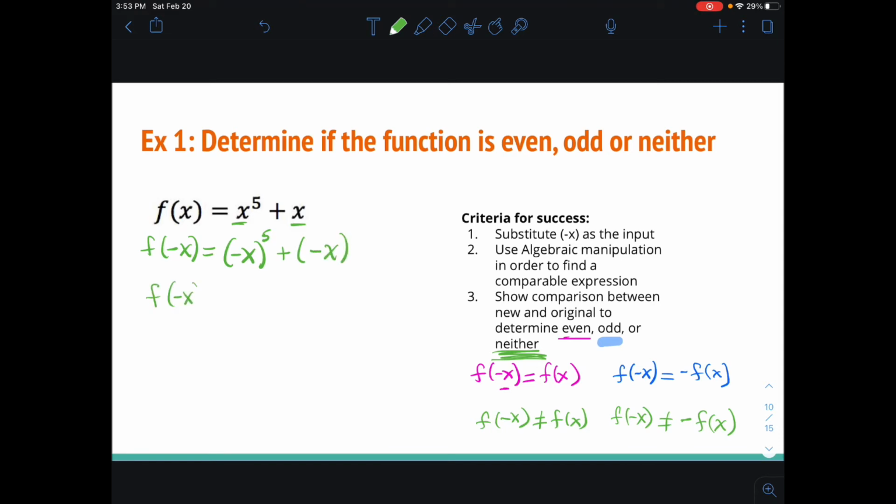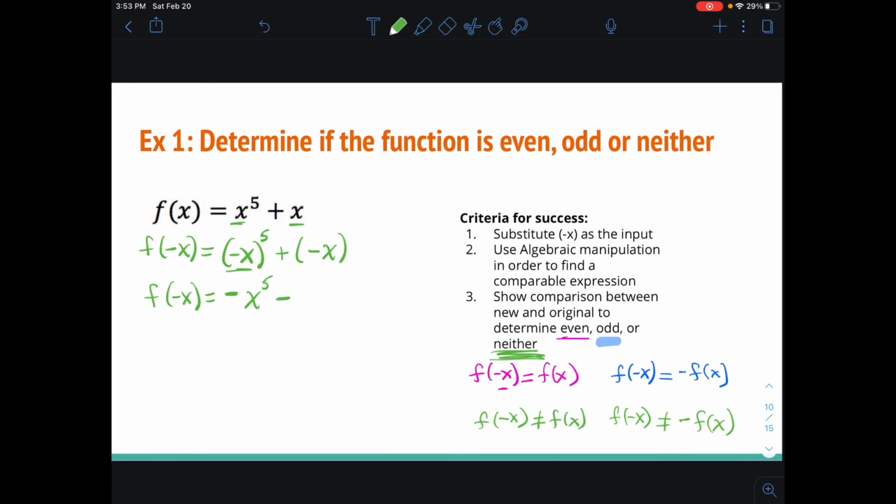Now we want to think about a negative number, like negative 1 raised to the 5th, an odd power, is going to give me negative x to that same power, to the 5th. And then this, instead of writing plus a negative x, we're going to say minus x. Okay, we're going to think about the original, and we're going to say, those are close, but we have this negative in here. So what I'm going to do is factor the negative 1 out. And I'm going to see if this helps make my comparison.